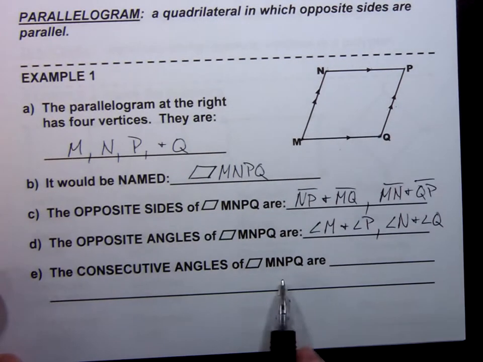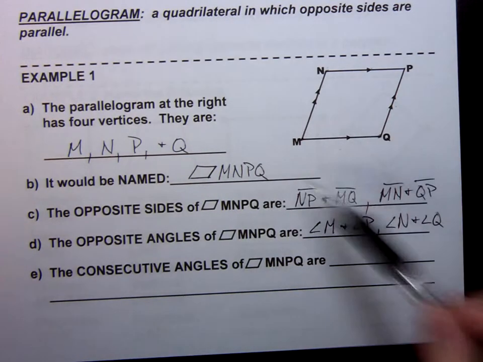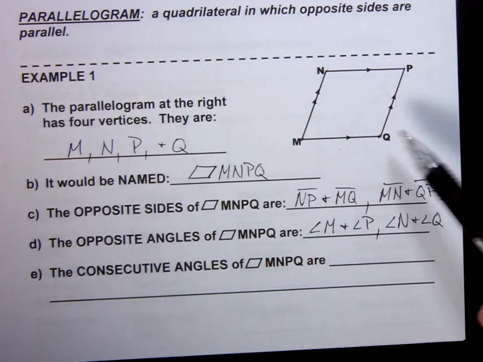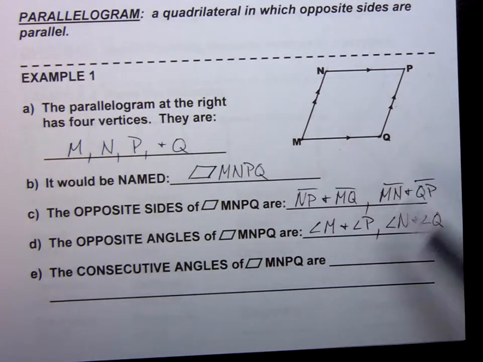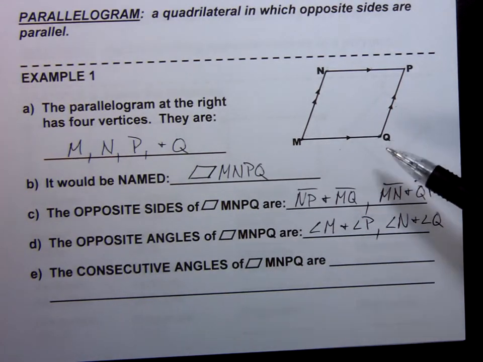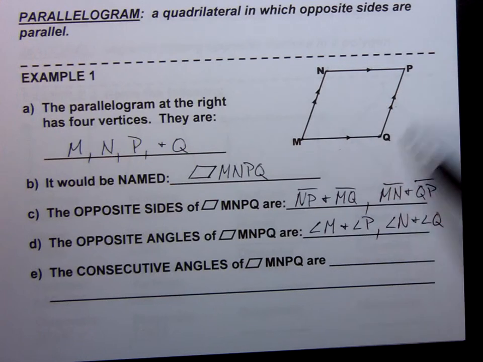Consecutive angles of parallelogram MNPQ are... Now, consecutive, remember when you're naming it, you have to go around the figure, either clockwise or counterclockwise. So just imagine yourself going around the figure. Consecutive angles are angles that you would run into consecutively, one right after the other. So as I'm going around here, if I'm going this way, after N comes P. Angle N and P would be consecutive angles.